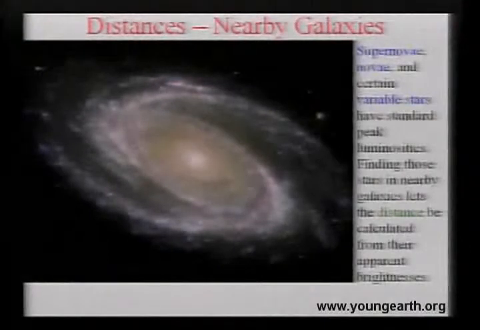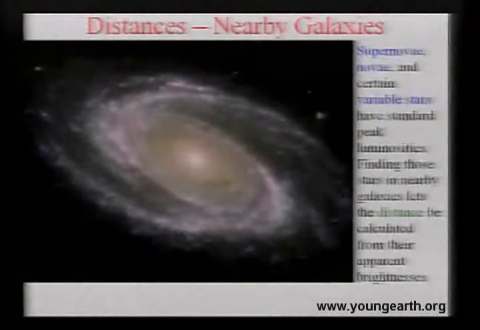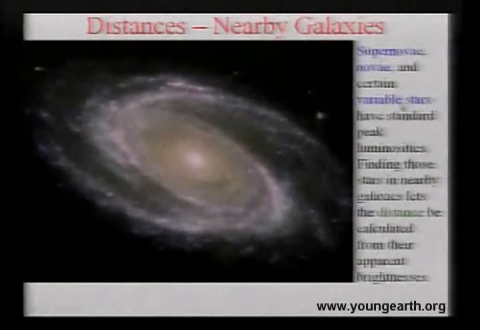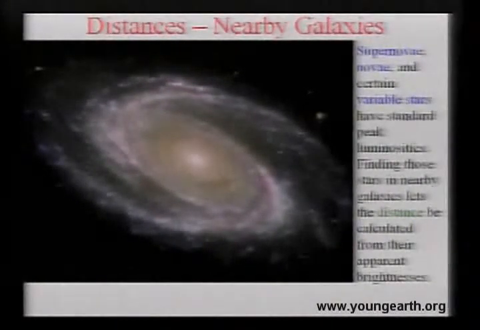Okay, distances to nearby galaxies. What we use there for a scale are supernovae, novae, and certain variable stars, like Cepheid variables and so on. There's a bunch of others as well. And these variable stars have standard peak luminosities. In other words, when they get bright, they always get bright to a certain absolute standard, and then they dim again. So by finding these stars in nearby galaxies, we can calculate the distance from their apparent brightnesses. Again, fairly straightforward, nothing really fancy going on there, just a bunch of calculations and good observations.